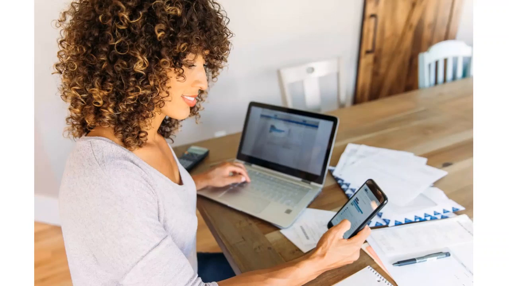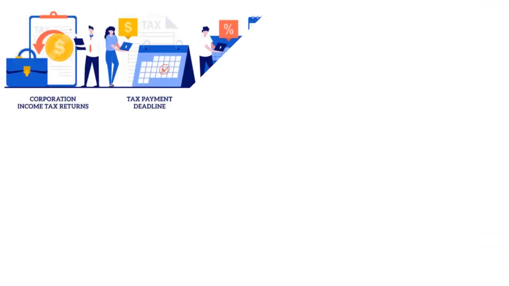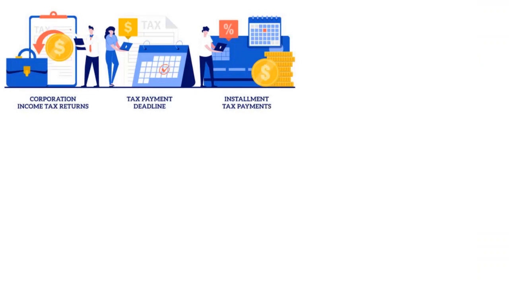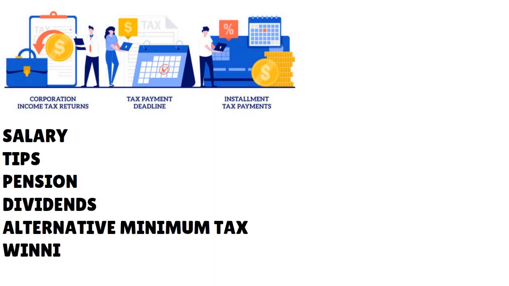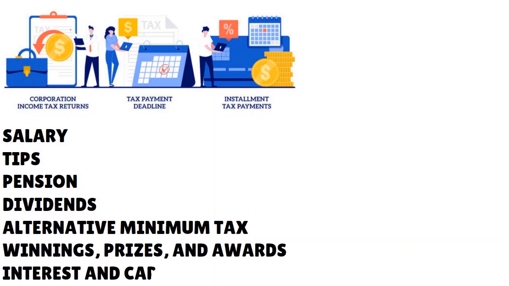You will also need to calculate self-employment tax, Social Security and Medicare taxes for business owners, and include self-employment taxes in actually determining estimated tax due. Okay, and the cool thing here is that when you estimate your taxes for the year, you want to include all sources of income in addition to your business income and self-employment tax, including salary, tips, pension, dividends, alternative minimum tax, winnings, prizes and awards, interest, and capital gains.